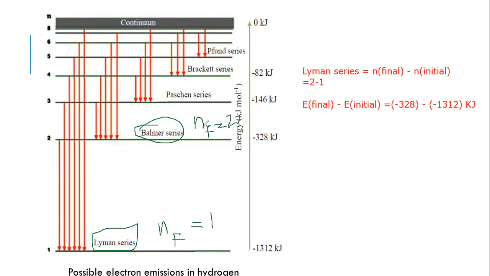So this is what we are telling. You can see it's coming from 3 to 2, not 1 to 2. You should be very careful. So falling, possible electron emission falling, right? So 4 to 2, 5 to 2, 6 to 2, 8 to 2, continuum to 2.